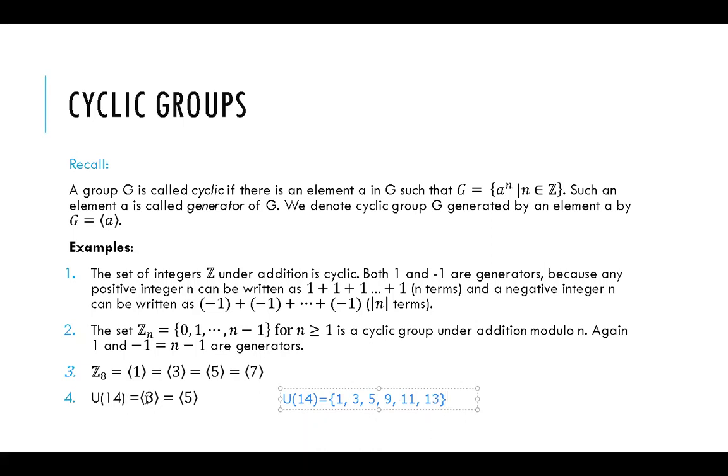We are taking the operation of multiplication modulo 14 in this group. We can prove that this 3 generates this group U14 easily. Similarly, I can check 5, it generates also U14. So these are the 2 examples. If we want to check, then we can check that easily that these are the 2 generators and this is a cyclic group.